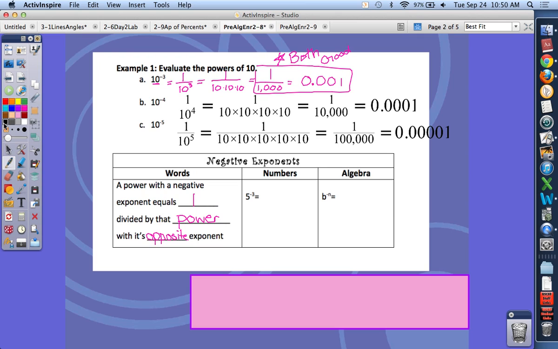We should have 1 over 10 to the fourth, and that's really 1 over 10 times 10 times 10 times 10, which is 1 over 10,000, or 1/10,000ths. Tenths, hundredths, thousandths, ten-thousandths, so there's your decimal.